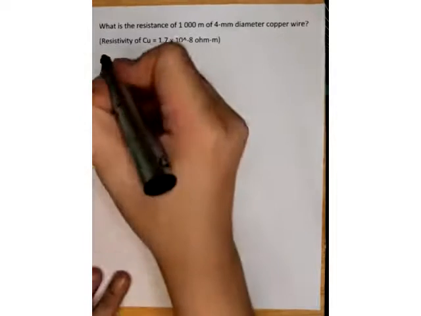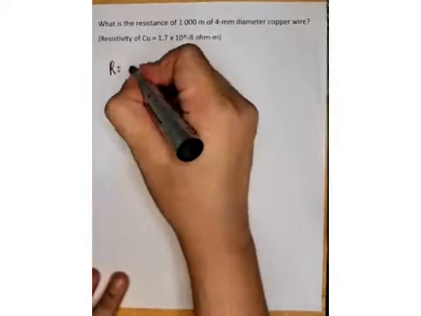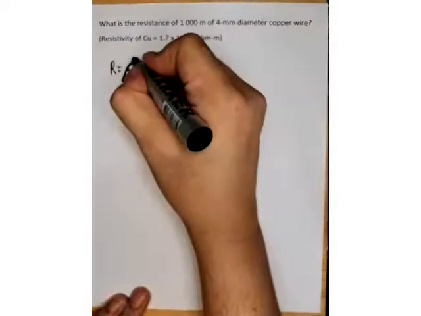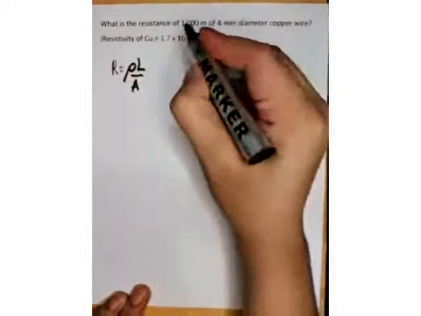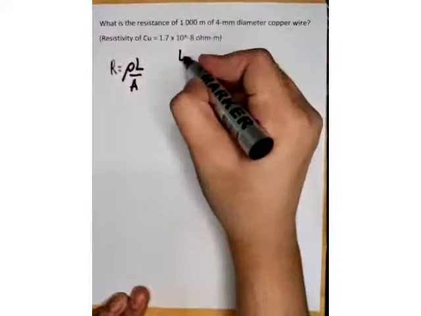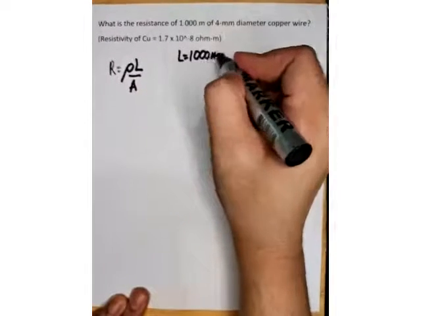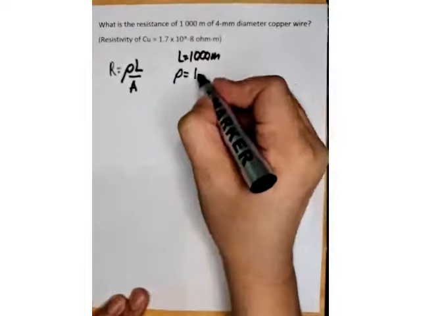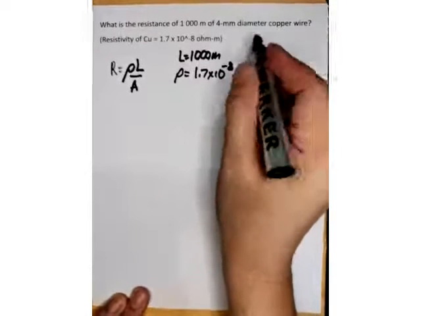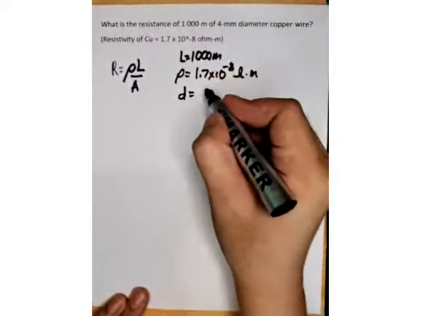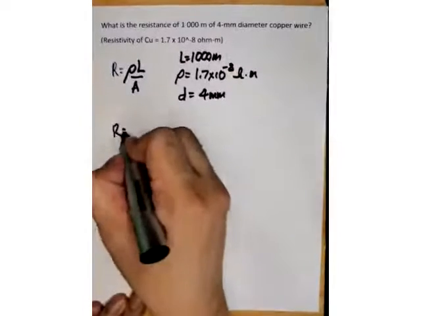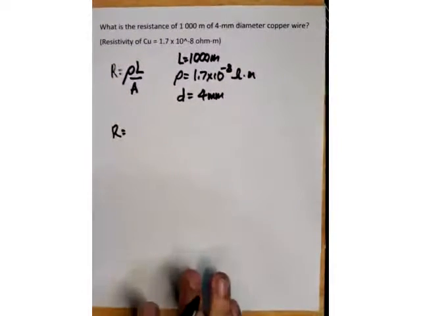Okay, so what's our formula? So resistance is equal to rho L over A. So we're given, yung length natin ay 1,000 meters. Resistivity is 1.7 times 10 raised to negative 8 ohm meter. And then yung diameter natin ay 4 millimeters. Ayan. So, ang R natin ay, since diameter yan, so it means a circular.